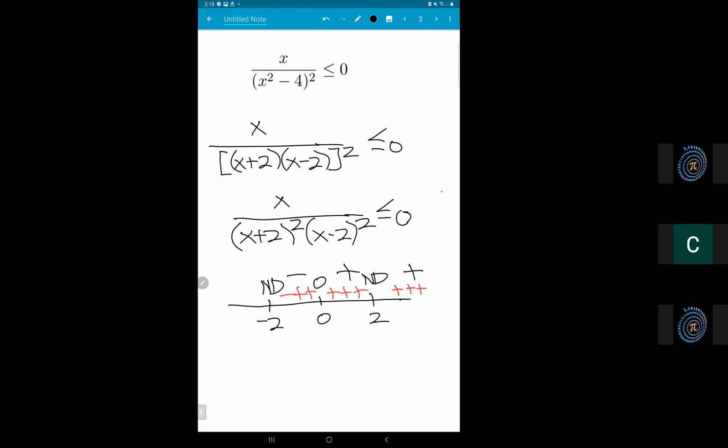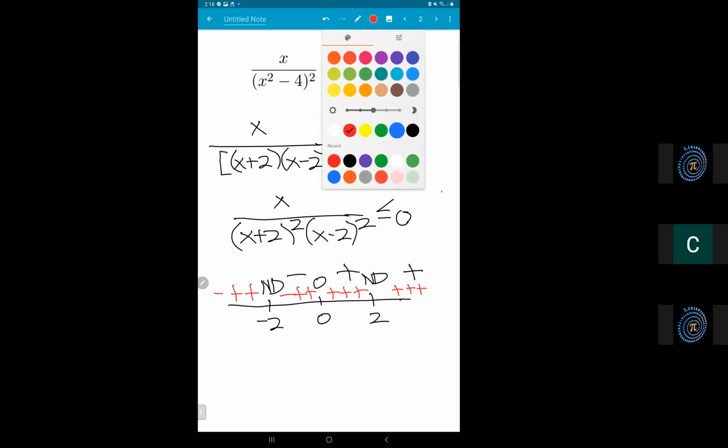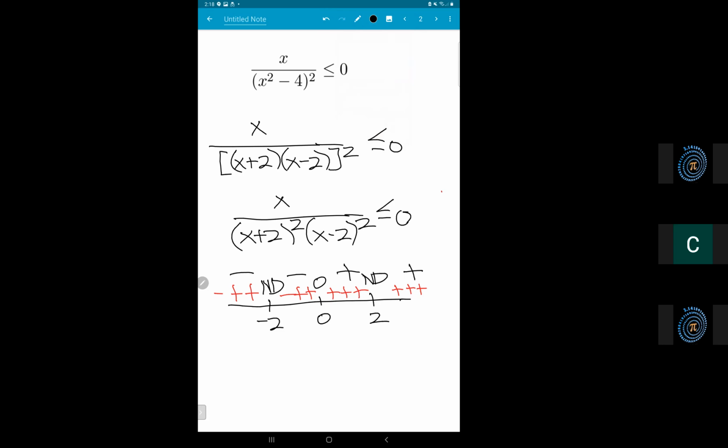And then plug in -3, you'll get negative, positive, positive. So you have negative. So the signs did not alternate. Okay, so negative, negative, positive, positive from left to right. Okay, and so we know where the function or where this expression is positive, where it is negative, where it is not defined, where it becomes exactly equal to 0.